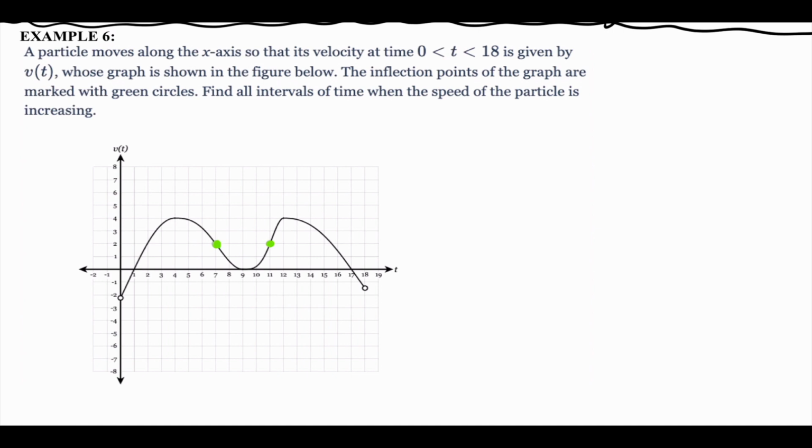Find all intervals when the speed of the particle is increasing. So this is what we got to find. Speed of the particle is increasing. Okay, and remember, we have the graph. This is the derivative graph. Okay, so what does that mean? What does that mean, speed is increasing?